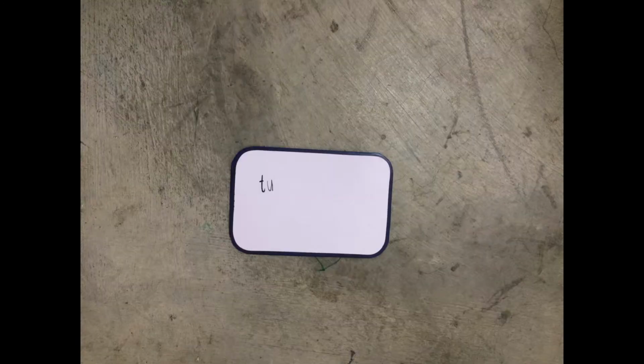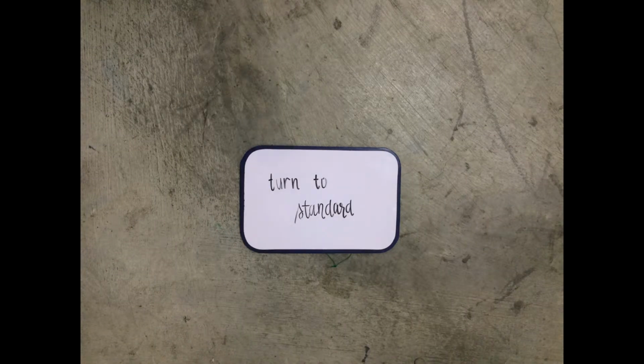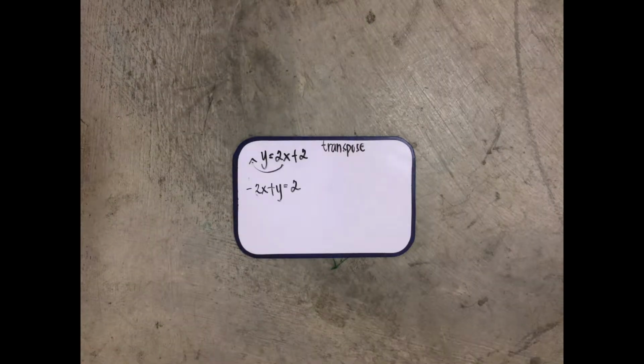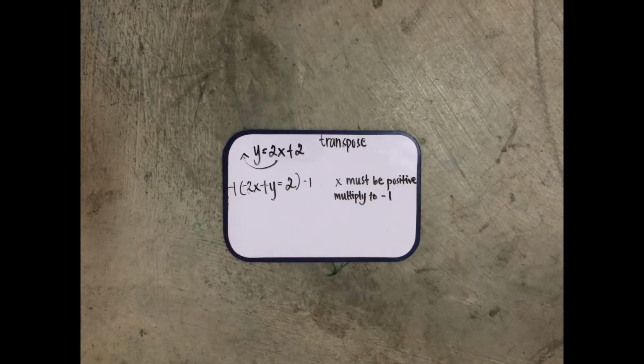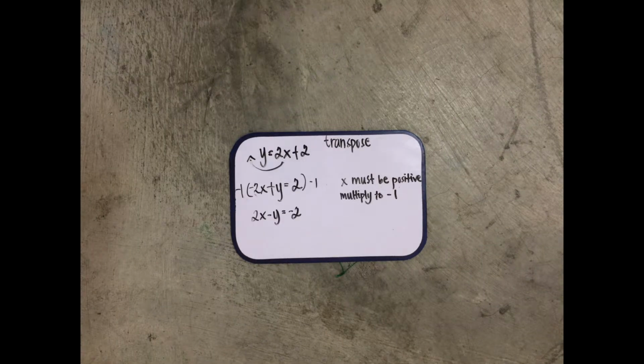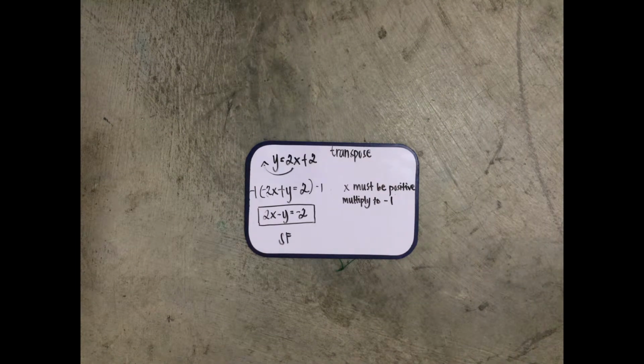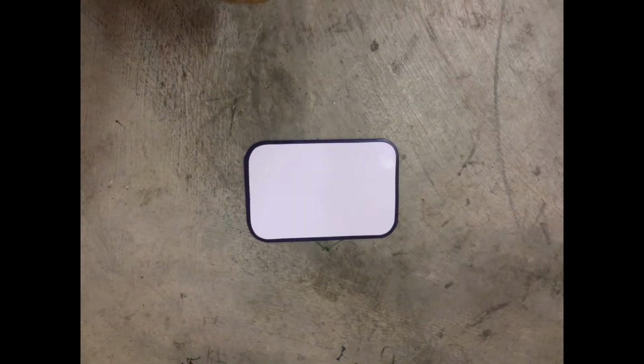Turn to standard form. You can turn this to standard form by transposing mx. Then you need to make sure that this is positive on the left side of the equation. To do this, just multiply by -1. Then you need to make sure that there are no fractions here. You can do this by multiplying both sides of the equation by the denominator of the coefficient that is a fraction. This will cancel the fraction and multiply the other terms.